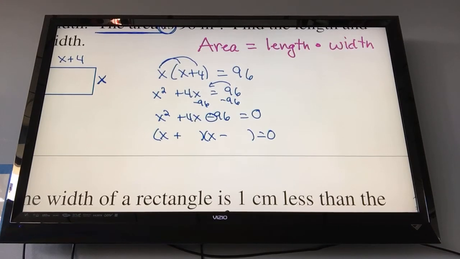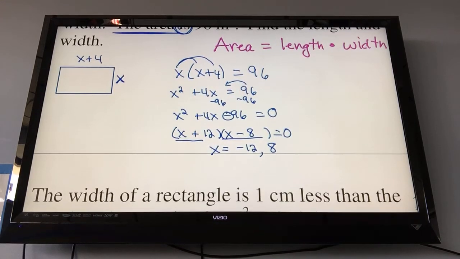Which one's my positive? 12 is positive because I want positive 4, so the bigger number has to be positive. This makes my possible solutions negative 12 over 1, or negative 12, or positive 8. Which one can I eliminate and why? Negative 12. Why? Because it's negative. And why can't it be negative? Because it's a positive 4. You've got the right answer, but not the right reason.